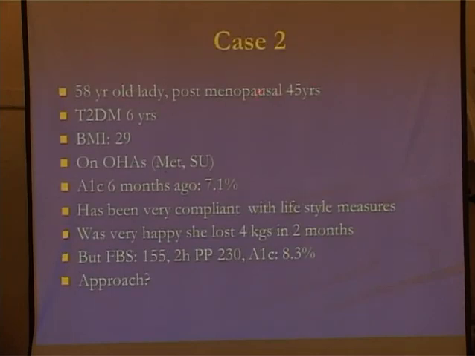A 58-year-old lady, postmenopausal by more than 13 years, diabetes for 6 years, obese by our definition, on sulfonylurea and metformin, reasonable control, not very bad. She is very compliant with lifestyle measures. She was very happy that she lost 4 kgs in a matter of 2 months, but her sugars are worsening. Why?